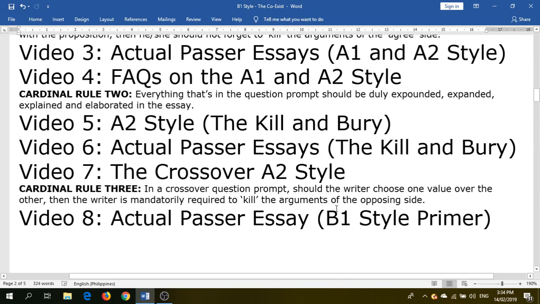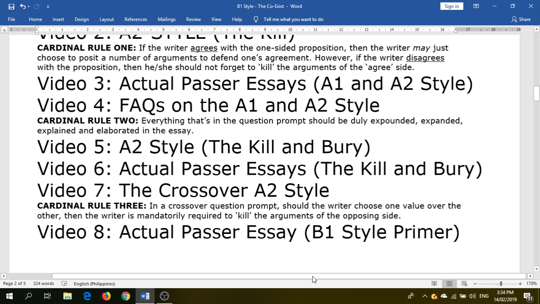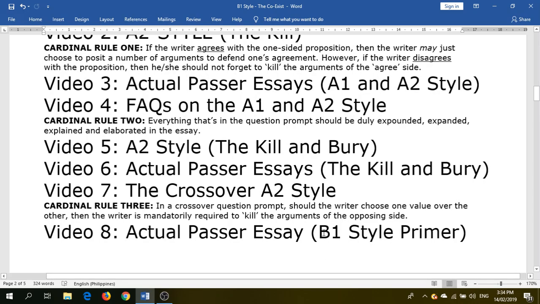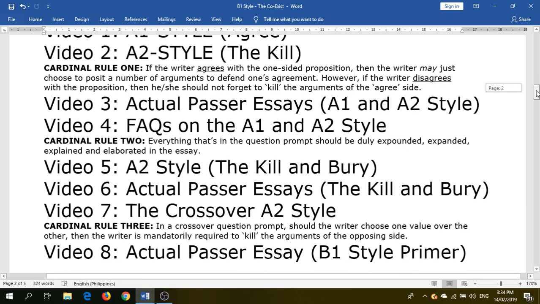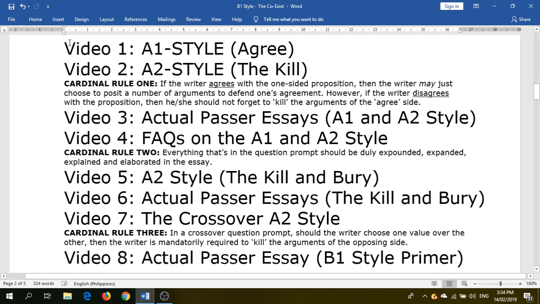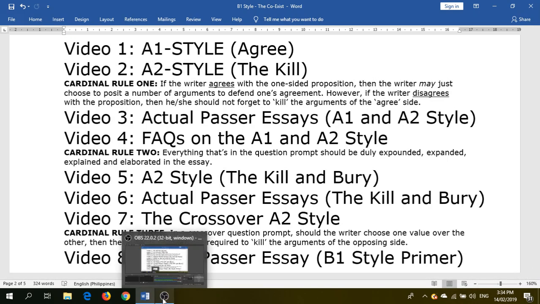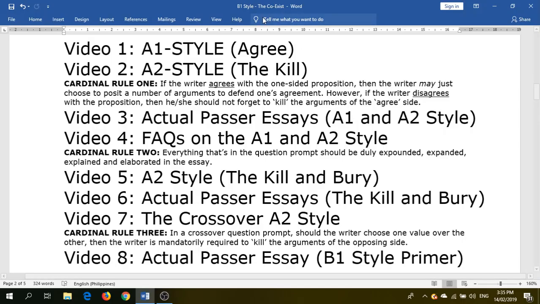The A styles actually started with video number 1. Remember, the A styles are used if the question prompt is one-sided or only mentions one side of the issue. In video 1, we talked about an essay that agrees to a question prompt. So that is the A1 style, wherein you just come up with agreements to why you believe in a one-sided question proposition.